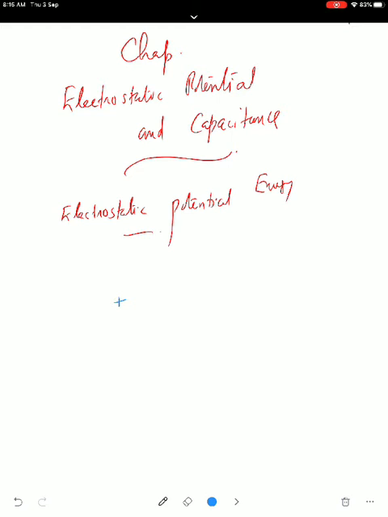Suppose we have a charge here, plus Q, at the point O. You can see the electric field around it. And take a point P at a distance r. What is the electric field at the point P? All of you know it is KQ divided by r square. What is the direction of electric field at the point P? It's a plus Q charge. Outwards. Okay, this is the direction of electric field, outwards.